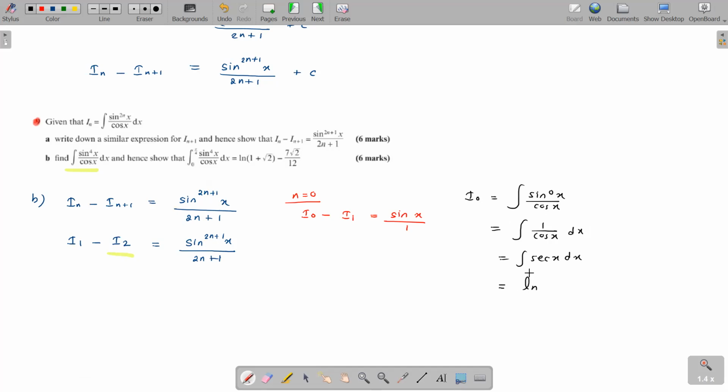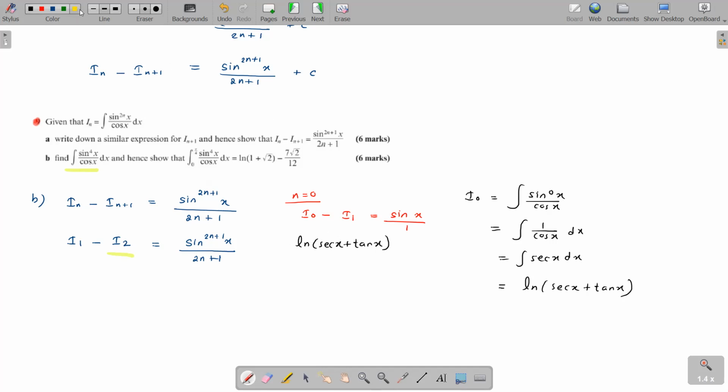ln. Yes, it's there: ln sec x plus tan x. This is in the P4 section, right? In the P4 section, integration part. Integration of sec x is given as ln sec x plus tan x. Do you see I0? Okay, so I0 is there. Now we can find I1 from here. Are you with me? So I0 is ln sec x plus tan x.